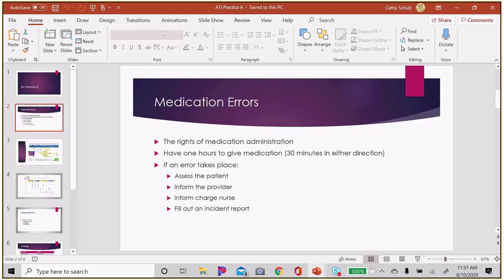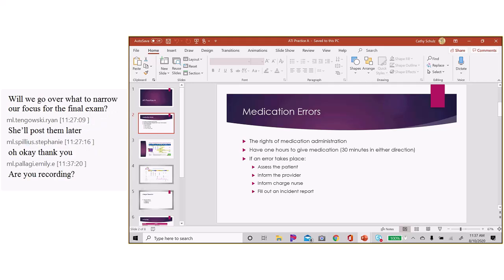We talked about it in class. Assessing the patient and informing the provider are all things that you would also document. It's not something where you hide that an error was made, because you want to be sure there is a record of what happened, that you were aware of the error and took care of it appropriately.